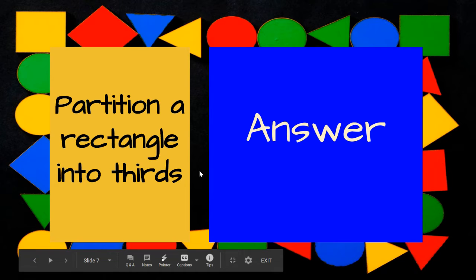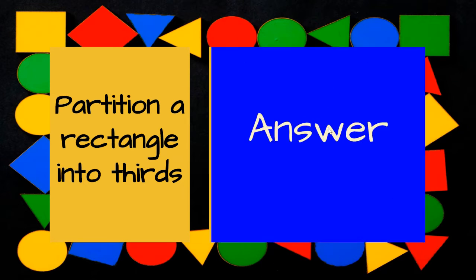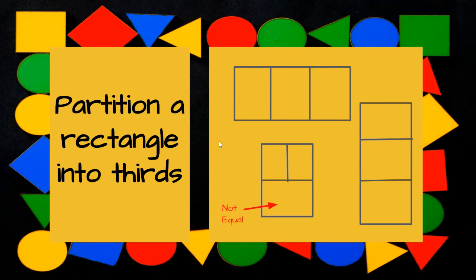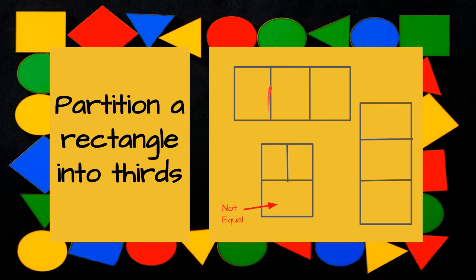All right, here's your next one. I would like you to partition a rectangle into thirds. Here comes the answer. Okay, let's take a look at this one for a second. This rectangle up here is partitioned into thirds. There are 1, 2, 3 parts.